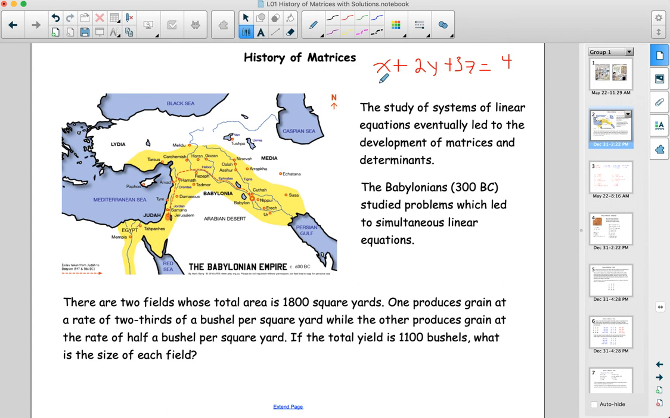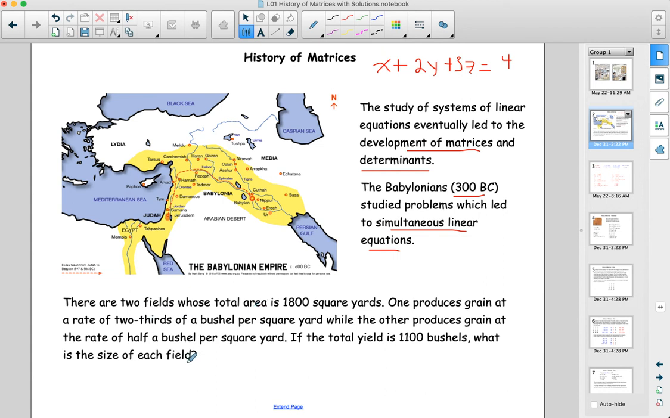So the study of linear systems and a desire to solve them eventually leads to the development of matrices and determinants. The Babylonians studied problems which led to simultaneous linear equations, which you did in grade 10. You started with 2 equations, 2 unknowns, and you learned how to solve them around 300 BC. So the problems they were looking at would lead to simultaneous linear equations.